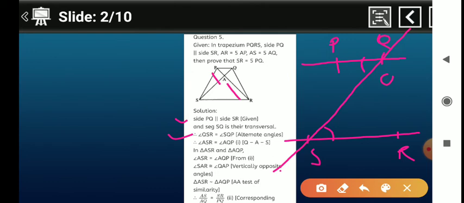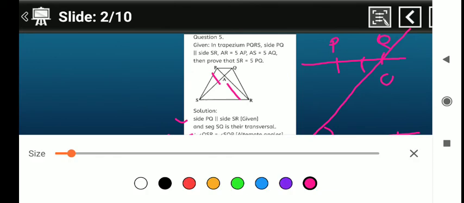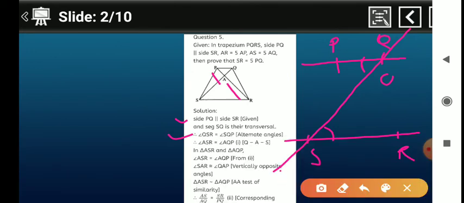So see, this one angle and SQP is this one. These two angles are congruent. The reason is that this type of angles are alternate angles. This is an alternate angle pair, and we know alternate angles are always congruent between two parallel lines. So they are congruent.